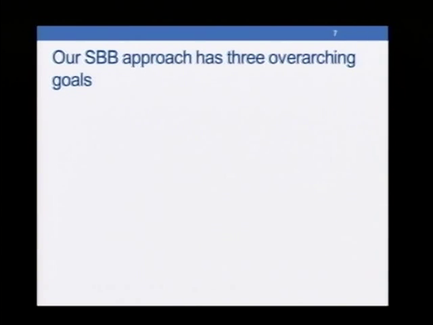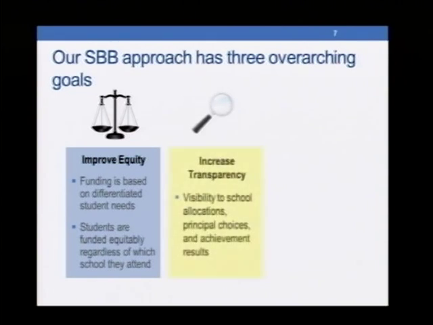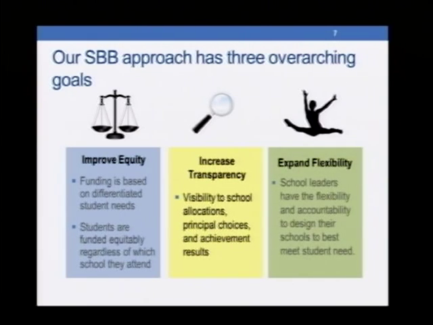Our approach has three overarching goals, and we talk about these a lot. The first is equity, to improve equity. Funding is based on the differentiated needs of students, and students are funded equitably regardless of which schools they attend. Number two, we want to increase transparency. Visibility regarding school allocations, how they're calculated, how much schools receive as far as their funding allocation. Also visibility as it relates to principal choices and the resulting achievement results. And then thirdly, to expand flexibility.